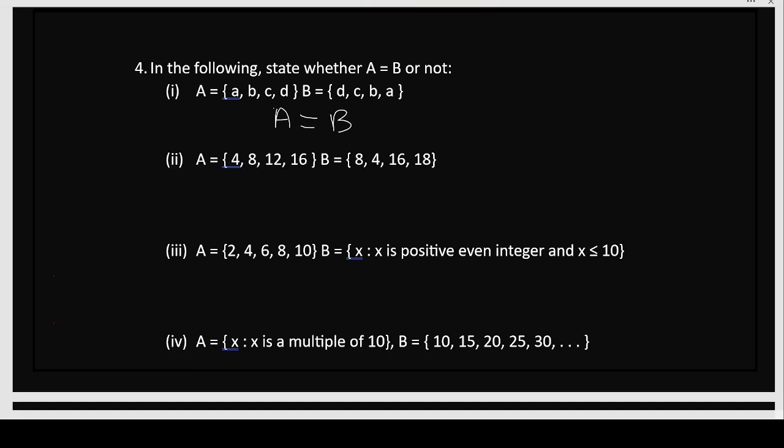Next, A is 4, 8, 12, 16 and B is 8, 4, 16, 18. See, in this, 12 is there, but 12 is not present here. And 18 is here, and 18 is not present here. So these two sets are not equal.